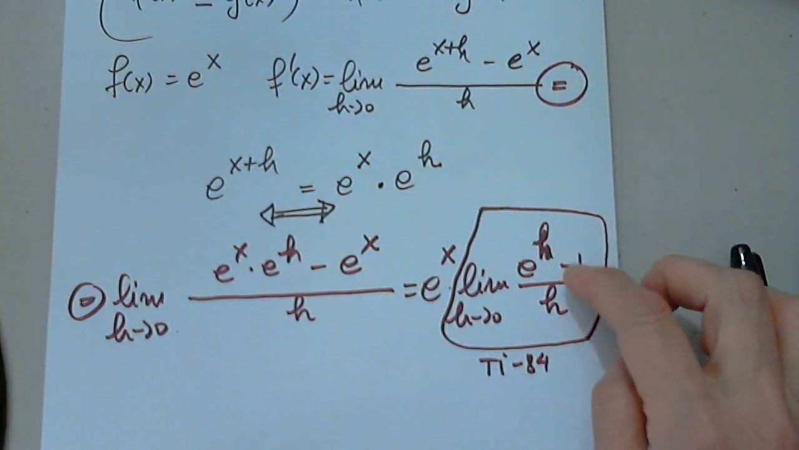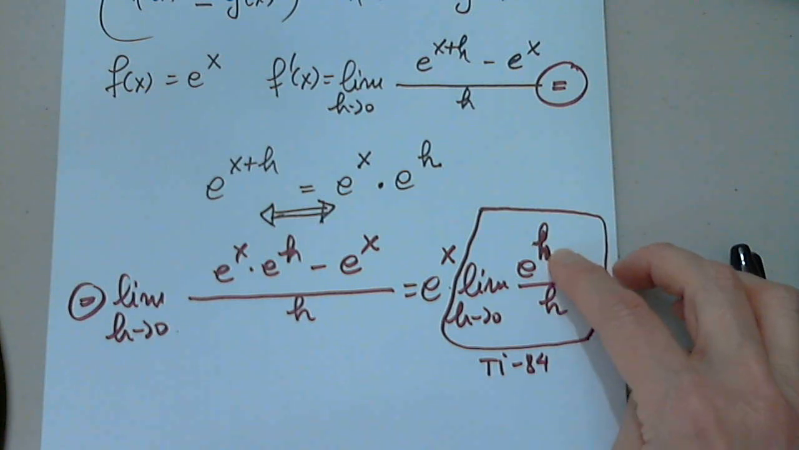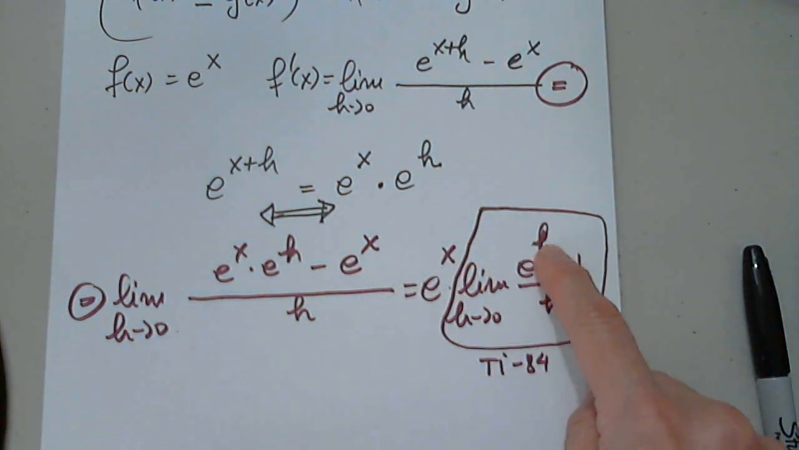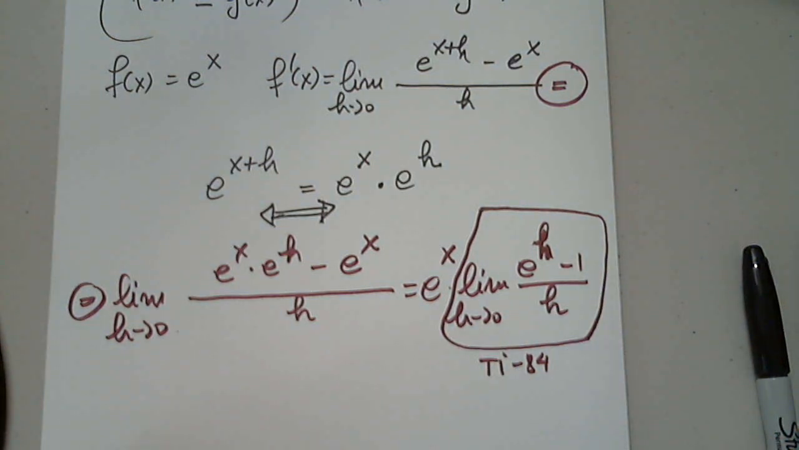I'm going to put this function in the graphing calculator. I cannot use h. The calculator doesn't have h. So I'll have to use x. But this is not this x. It's this. X, x, x, right? So let me share my screen.